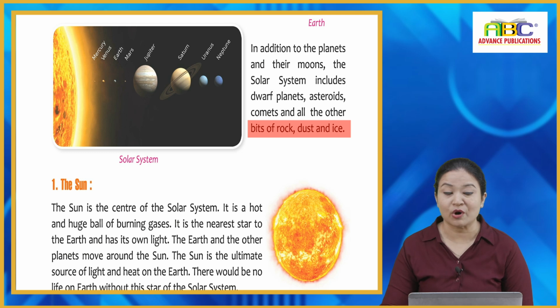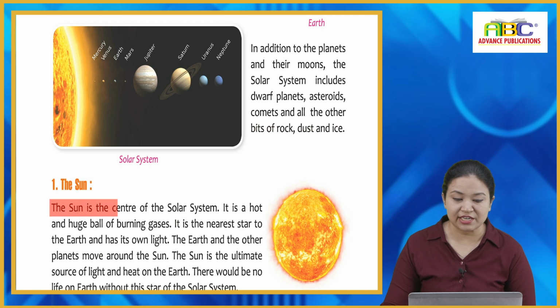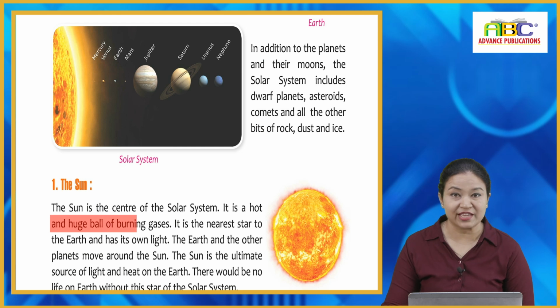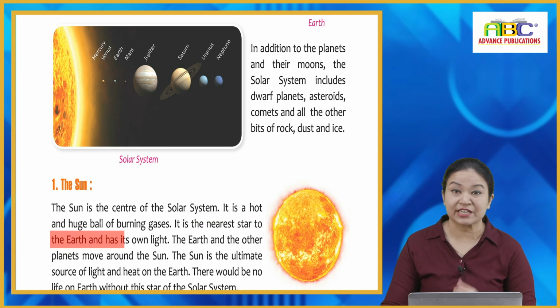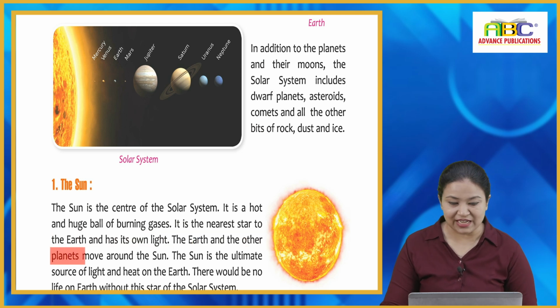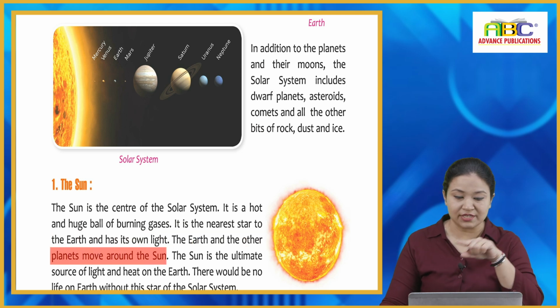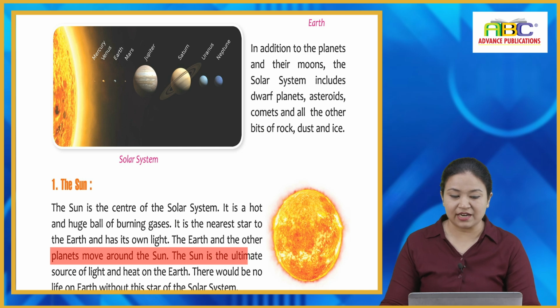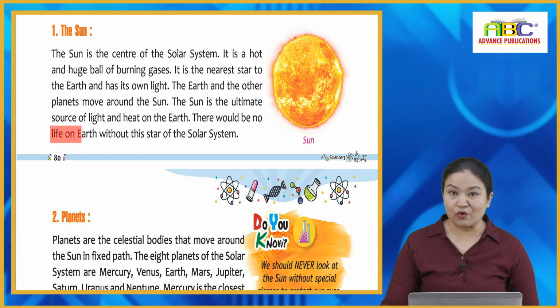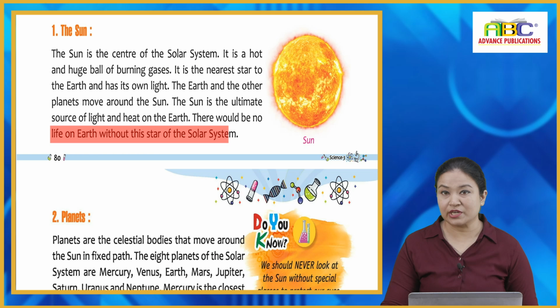First, we are going to talk about the sun. The sun is the center of the solar system. It is a hot and huge ball of burning gases. It is the nearest star to the earth and has its own light. The earth and the other planets move around the sun. The sun is the ultimate source of light and heat on the earth. There would be no life on earth without this star of the solar system.